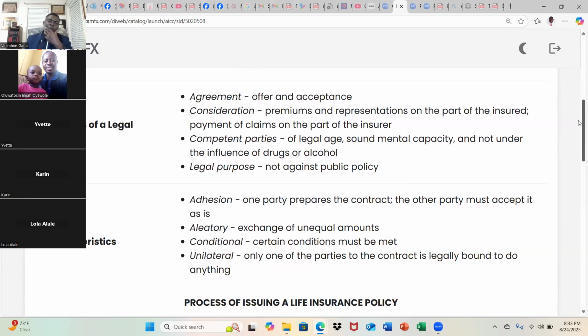This book lists 4. It talks about agreement as 1, but agreement is actually 2 elements. Offer and acceptance form the agreement. So the 5 elements of a contract are offer, acceptance, consideration, competent parties, legal purpose. These 5 elements must exist.